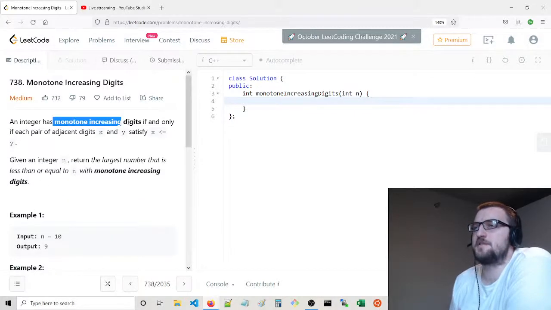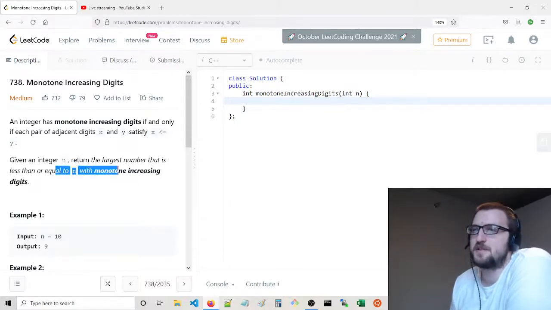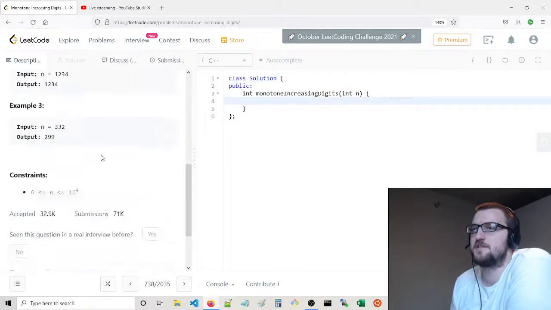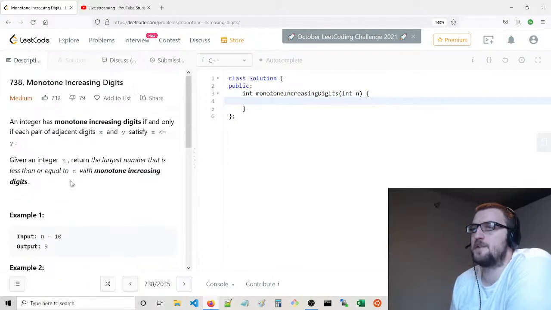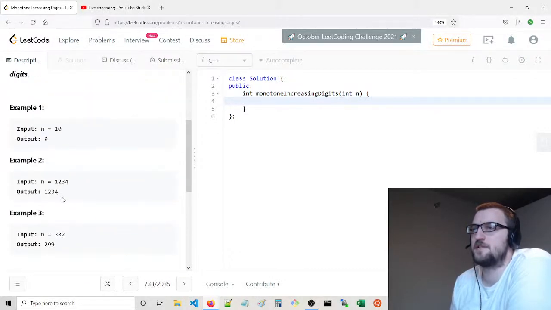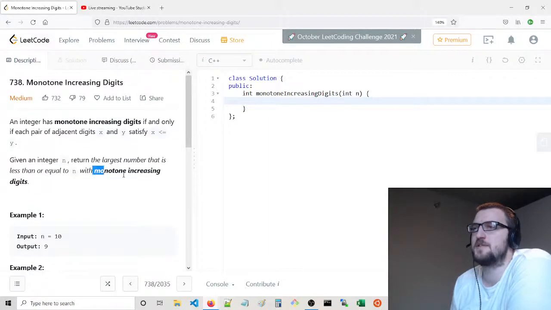An integer has monotone increasing digits if and only if each pair of adjacent digits x and y satisfy x less than or equal to y. Given an integer n, return the largest number that is less than or equal to n with monotone increasing digits. Oh, okay, that's interesting. From left to right, it's monotone increasing. So 9, 1, 2, 3, 4, 3, 3, 2. Oh no, excuse me, I thought it was right to left. No, yeah, left to right, monotone increasing.